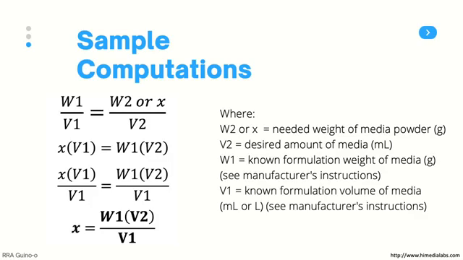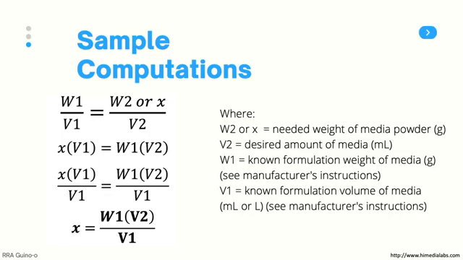Now that you've already examined the manufacturer's instructions, you can now compute for the amount or the weight of media powder that you need. You can use this equation. W1 over V1 is equal to W2, this is your X, over V2. In this equation, W2 or X is the amount or the weight of media powder for your formulation. Then V2 is the desired amount of media in milliliters. Then we have W1, which is the known formulation weight of media in grams. You can find this in the manufacturer's instructions.